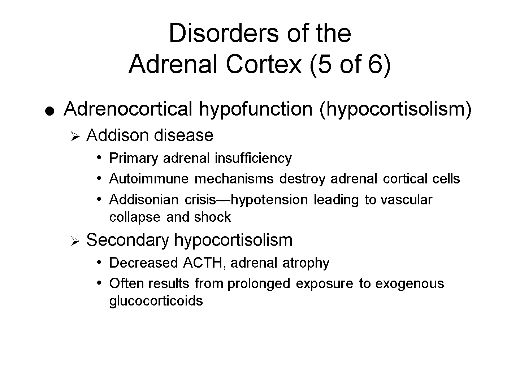Adrenocortical hypofunction, or hypocortisolism, includes Addison disease, which is primary adrenal insufficiency. It results from autoimmune destruction of the adrenal cortex, leading to low cortisol and often low aldosterone. Symptoms include hypotension, hyperpigmentation, fatigue, and electrolyte imbalances. In Addisonian crisis, the patient may go into vascular collapse and shock. This is a life-threatening emergency. Secondary hypocortisolism results from decreased ACTH production, often due to prolonged glucocorticoid therapy, causing adrenal atrophy.